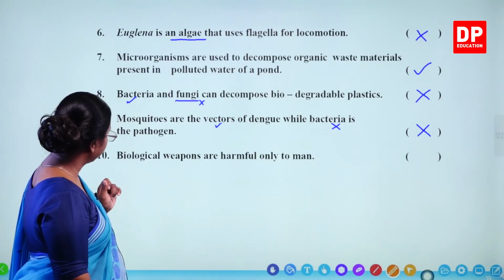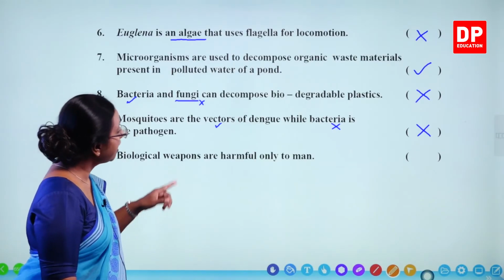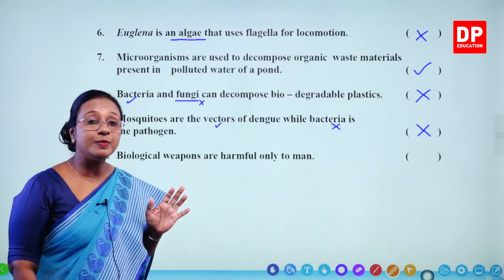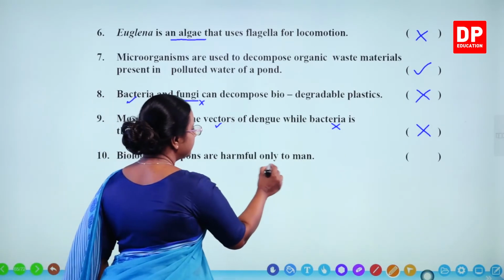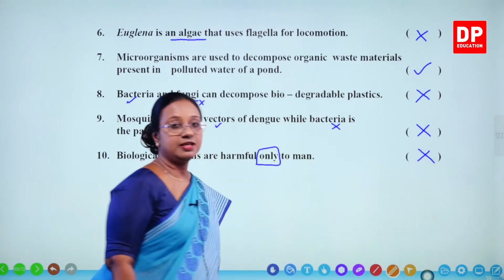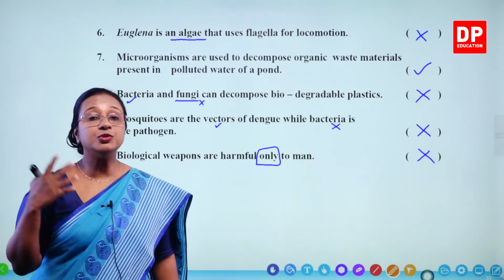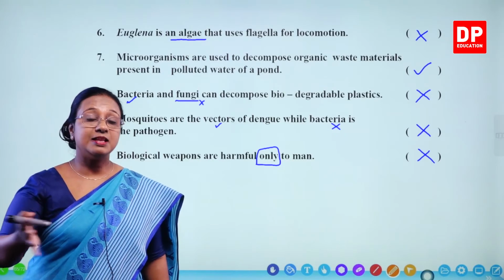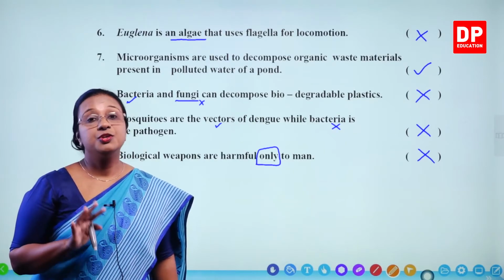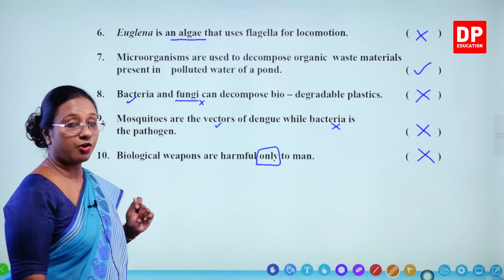Then the last one. Biological weapons are harmful only to man. Is it only harmful to man? No. So, this term only. Because of that, the statement is false. It's harmful to man, plants, animals, basically all the living organisms on earth. So, therefore, that statement is wrong.